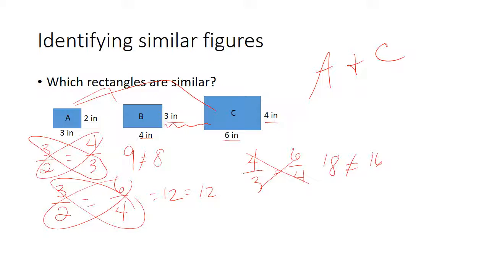The way we write that, we say A is similar to C, or in science class we usually refer to this as a proportional statement. We would say A is proportional to C, which is true. That's what makes them similar, is that they are proportional.